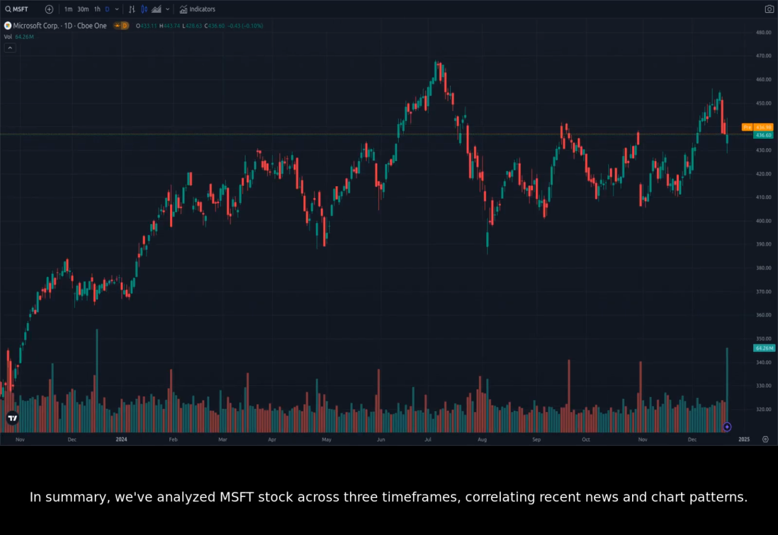In summary, we've analyzed Microsoft stock across 3 timeframes, correlating recent news and chart patterns. The daily chart shows a clear upward trend, but has exhibited signs of a recent short-term bearish trend. The hourly chart provides further detail on the recent downward pressure and volatility. The 15-minute chart gives intraday traders more detail on short-term trends.